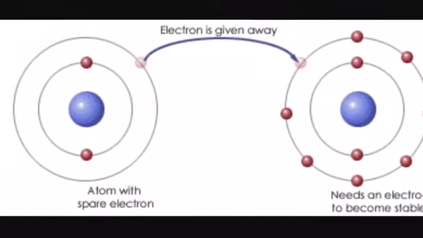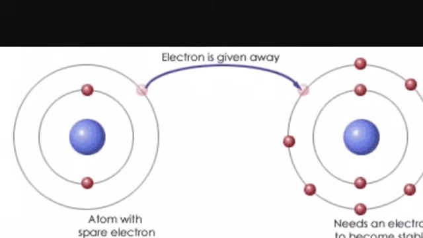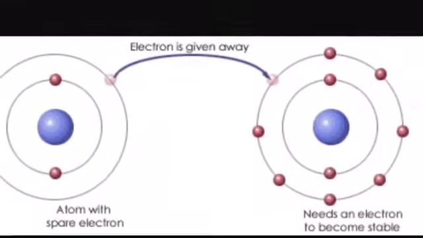These compounds have different properties. Ionic compounds have high melting and boiling points. They are non-conductors in solid form but are conductive in liquids. They are hard and most soluble in water.